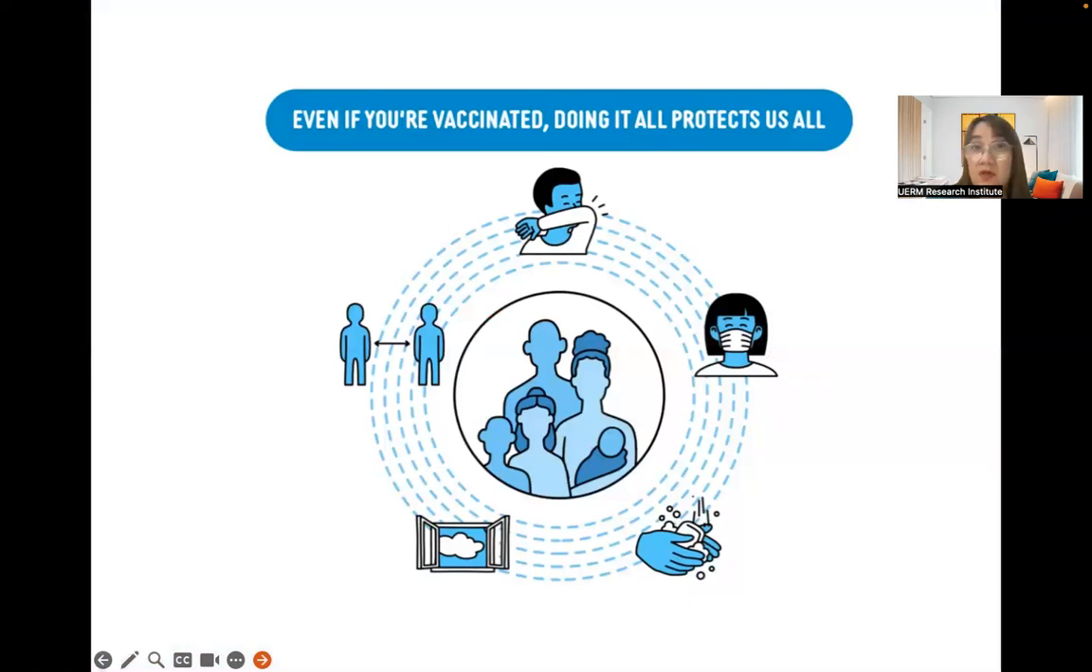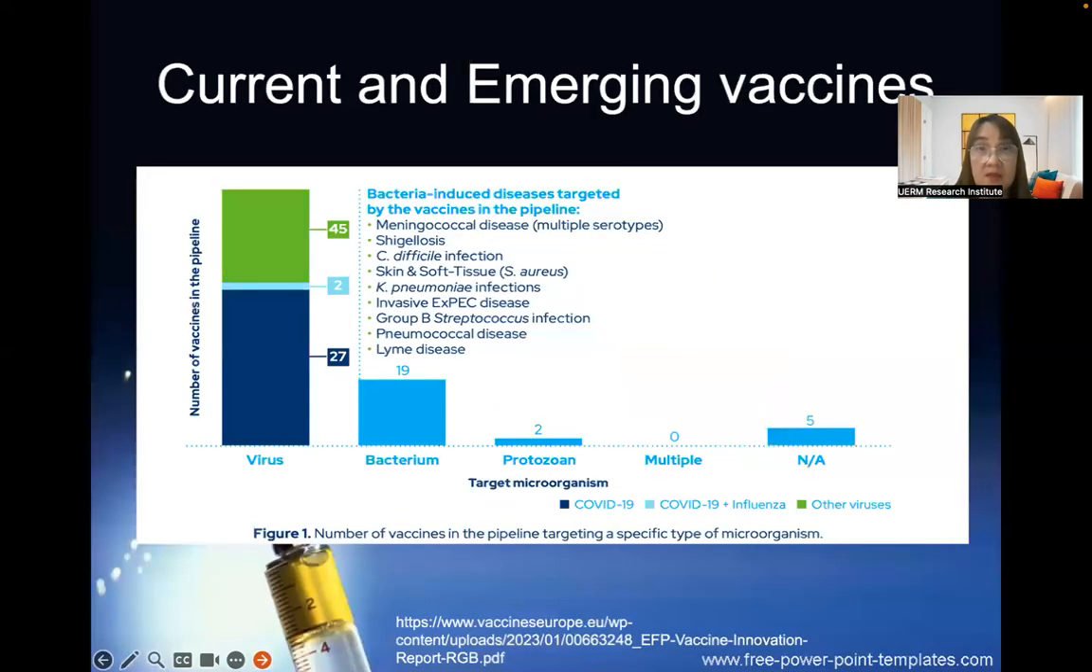So even if you're vaccinated, doing it all protects us all. So we still practice cough etiquette. We wear masks, practice hand hygiene, go to not so crowded places, and maintain social distancing.